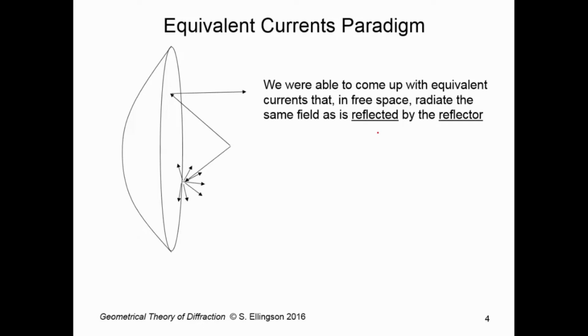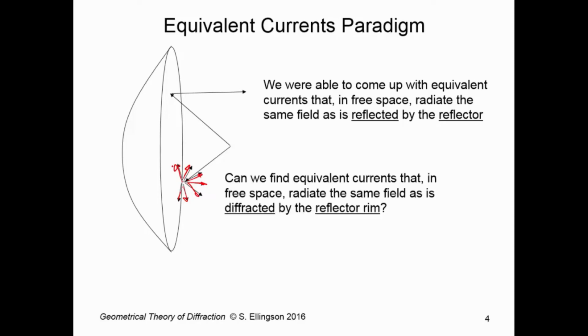The same source gives rise to energy in the form of rays, as we think about it, that strike the rim and diffract. And that diffraction goes in all kinds of directions. And that's how we get far side lobes. So it gives rise to the question, can we find equivalent currents that, in free space, radiate the same field as the field that's diffracted by the reflector rim? This seems like the natural question to ask, given our experience with the reflection mechanism.